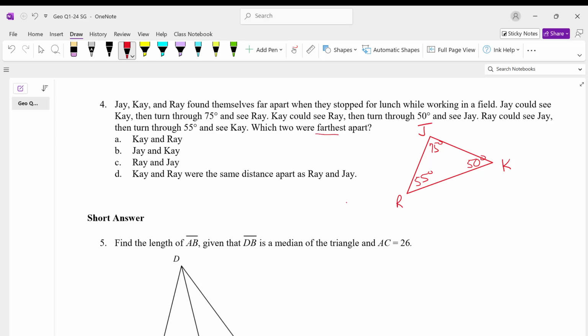Which two were the furthest apart? The two that were the furthest apart are opposite the largest angle. The largest angle is 75. So the two that are furthest apart are Ray and K. Answer choice A.